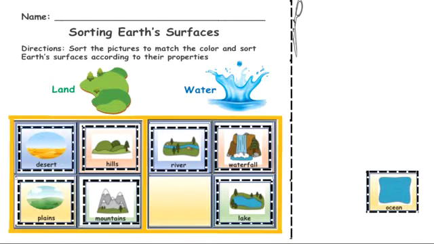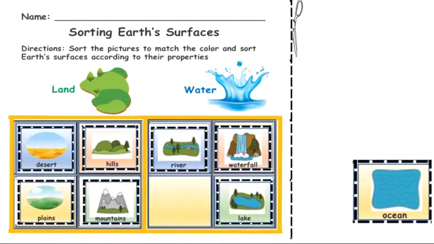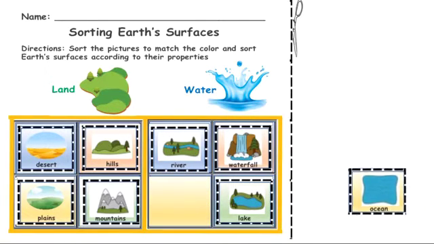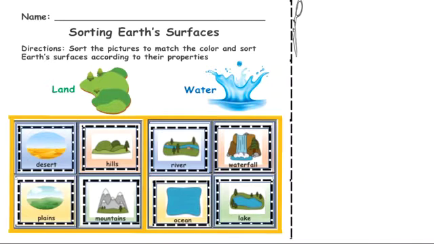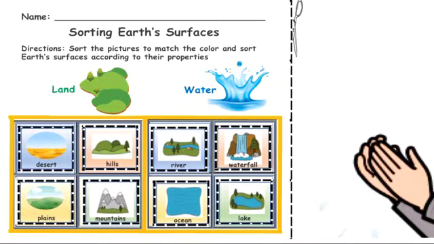And the last picture we have is of the ocean. Is the ocean a land surface or a water surface? That's right, it's a water surface. And that goes underwater in the only box we have left, right here. Great work! Thank you for helping me sort today.